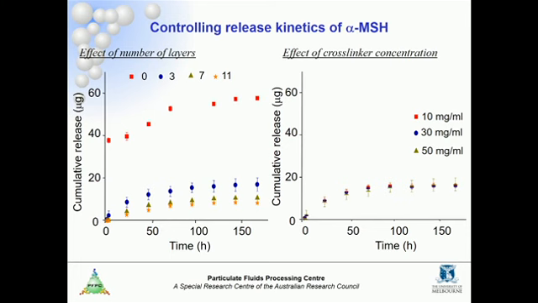So this is just some release data of what happens to the molecules when we're releasing them from those kinds of carriers. And we can tune things like the number of polyelectrolyte layers and how tightly we cross-link them, and it has different effects on different molecules. So here's a small peptide. Alpha MSH is a small anti-inflammatory peptide, and it is strongly affected by the number of layers of polyelectrolyte we put on the surface, but not much by the cross-linking concentration.